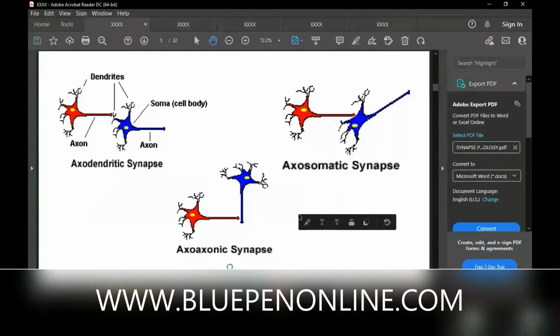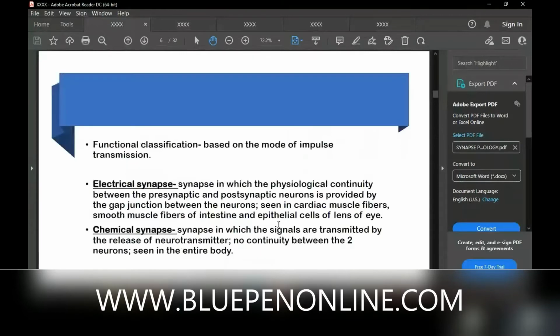And then to say about the functional or physiological classification of synapse, it is based on the mode of impulse transmission. It is based on the way through which the two neurons communicate with each other. And I hope you know that synaptic transmission is unidirectional. It will always move from the presynaptic neuron to the postsynaptic neuron. Okay, so it is unidirectional.